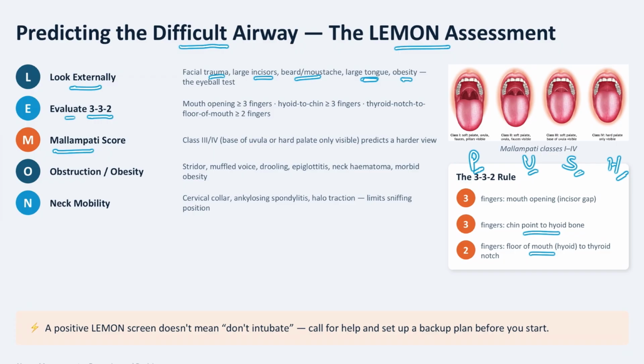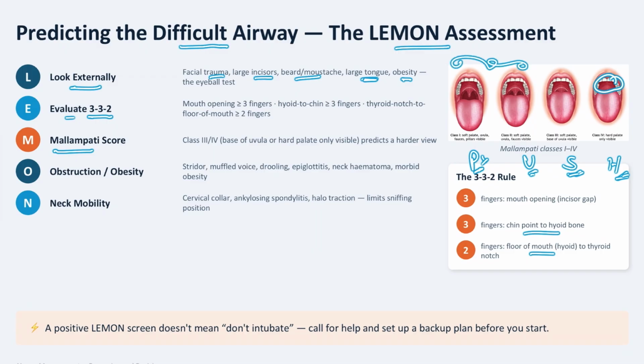In class 1, you are going to see all 4 of them, whereas in class 2, you are not going to see the pillars. You are going to see the uvula, soft palate, and the hard palate. In class 3, you see only the soft palate and the hard palate. In class 4, you are going to see only the hard palate, like it is being shown over here.